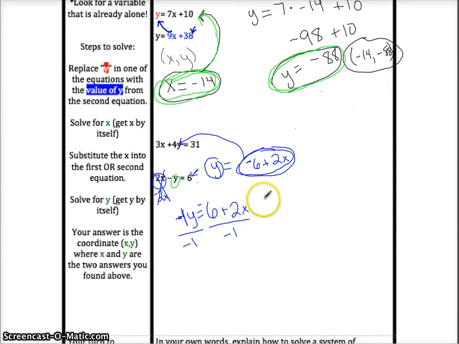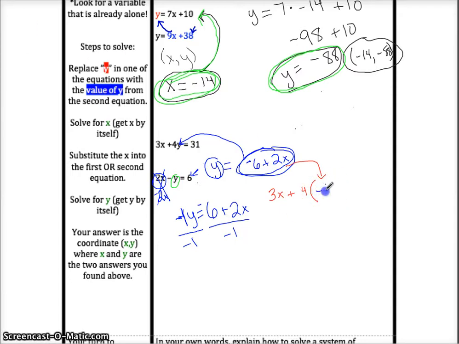And all I'm doing is taking the original equation, which is 3x plus 4y, but instead of y, I'm going to do 4 parentheses and enter this expression right here. So I'm going to use blue to show you that that's where I'm putting it.